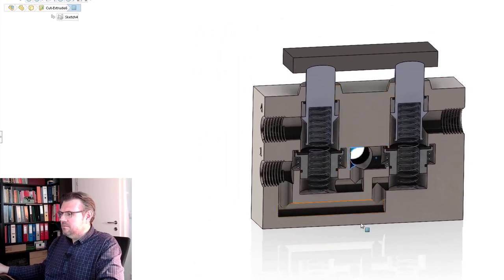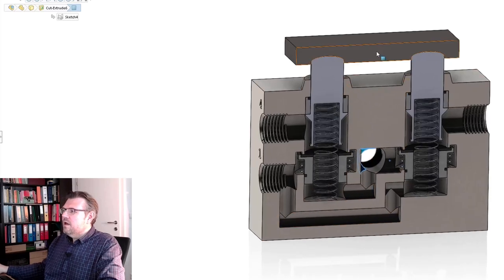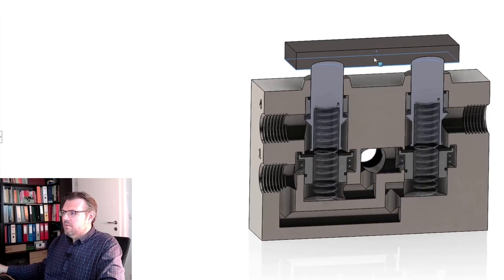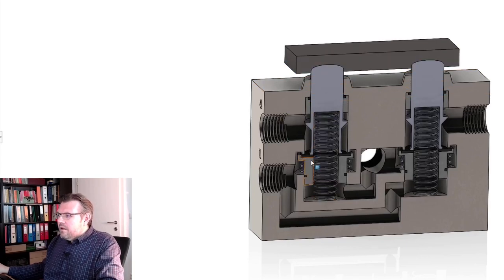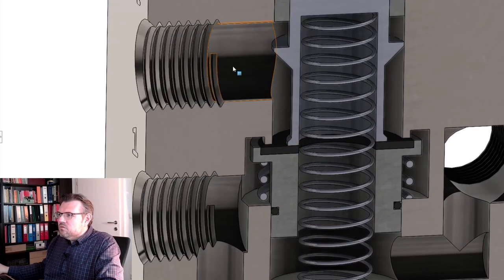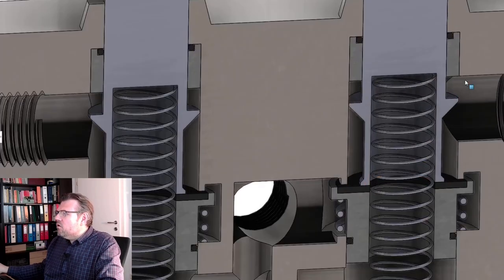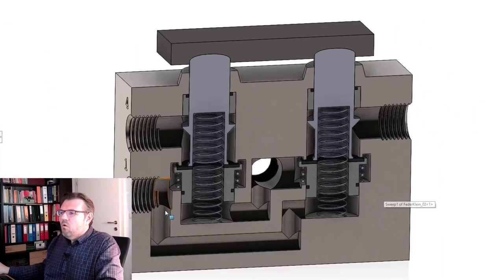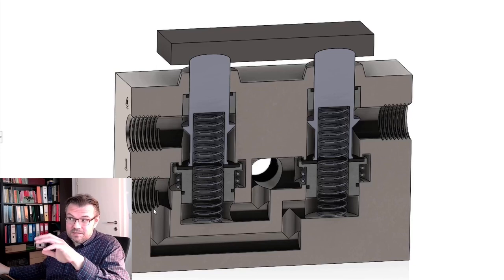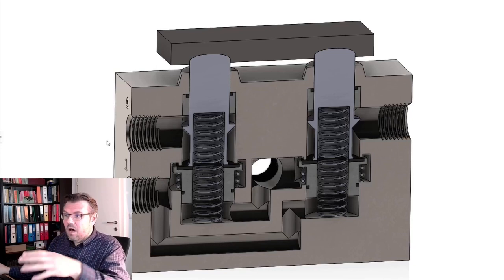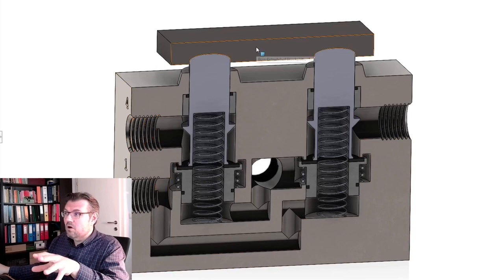Let's see what is happening if we operate this. Let's zoom in a little bit. Push the plate here. Now we have sealed here. So four is now sealed, and also we have sealed this two. So now all connections are separated from each other. So this is a valve without overlapping. Now all are closed, now all are sealed.